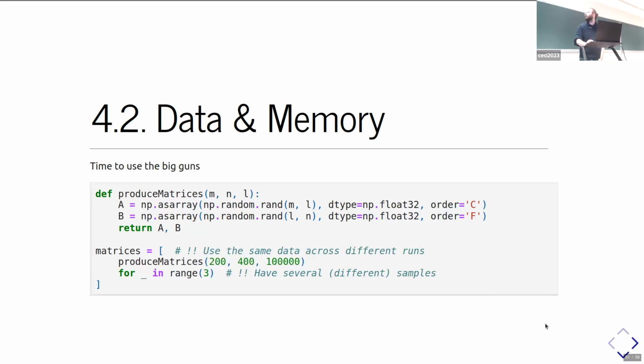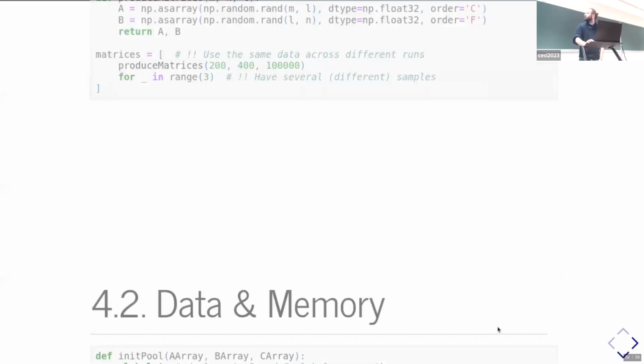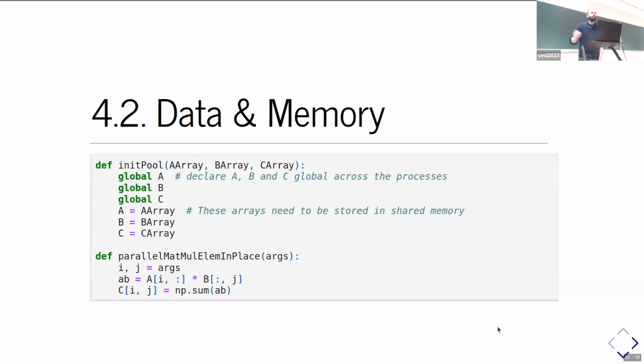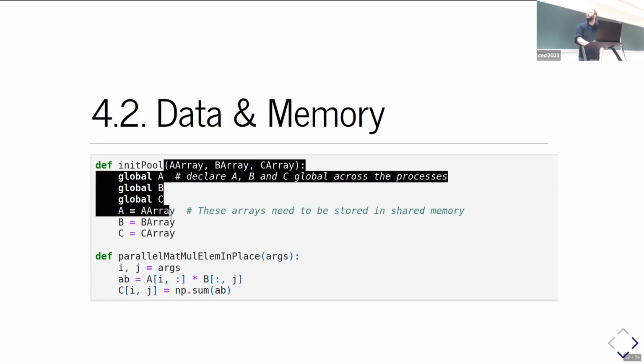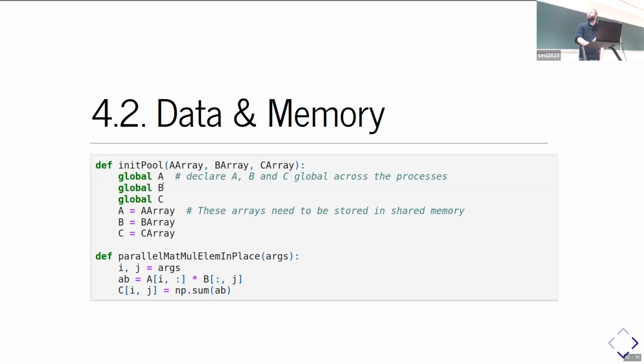Okay. As you can see, I have only 3 of them because otherwise it was taking too long. So don't do that. Try to have more than 3 pools. And I am doing this. I initiate the pool with this. So it's actually very simple. I just declare 3 global variables, A, B, and C. And I store their respective arrays into those 3 global variables.